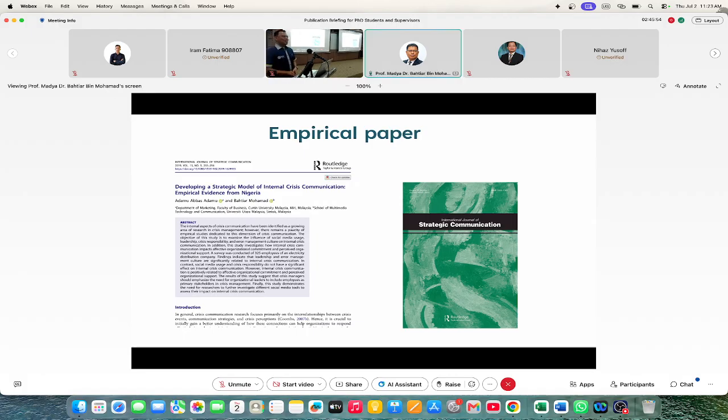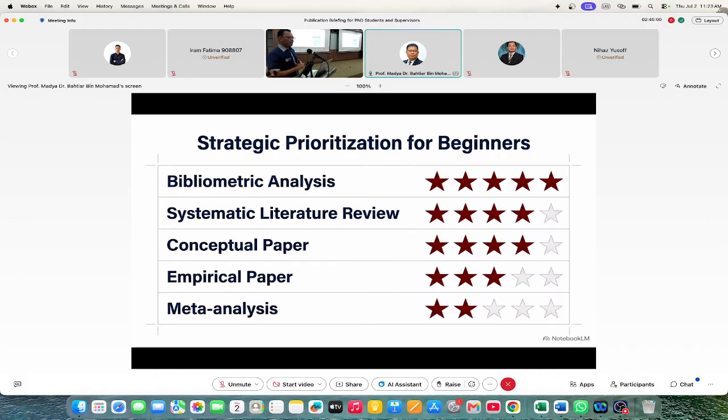So if you can publish everything, then okay, this is another strategic prioritization for beginners. Based on the easy to the hard, bibliometric analysis is the easiest way to prepare a paper. Bibliometric analysis. They have many workshops on bibliometric. Then you can go and publish your bibliometric.